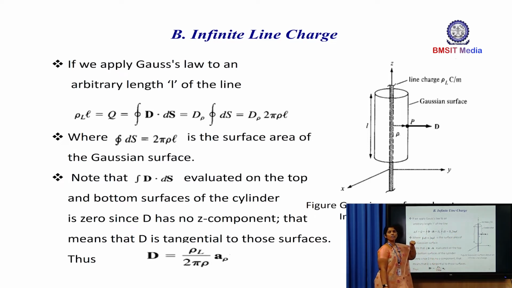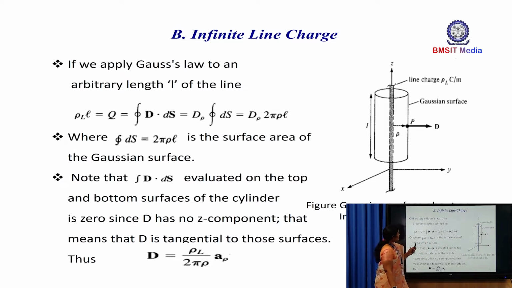Q we can also define as the closed surface integral of D dot dS. What is D? D is nothing but D rho a rho. So we substitute the D value. D rho is constant, and the closed surface integral of dS is the surface area of this cylinder, which is nothing but 2 pi rho L.